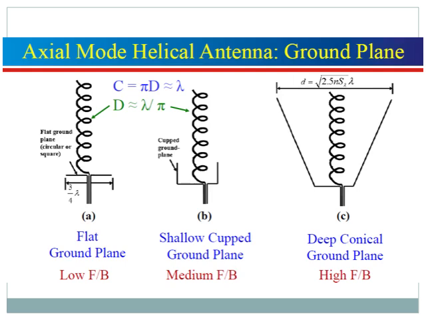If you want a high front to back ratio, the ground plane has to be in the form of a deep conical form, which covers the entire helical antenna, and the spacing of this deep cone is D equal to the square root of 2.5 n s lambda into lambda. This has a high front to back ratio. Whenever we go for a flat ground plane, we have a low front to back ratio. Whenever we go for a deep conical ground plane, we have a high front to back ratio, and whenever we want a medium front to back ratio, we use a shallow cupped ground plane.